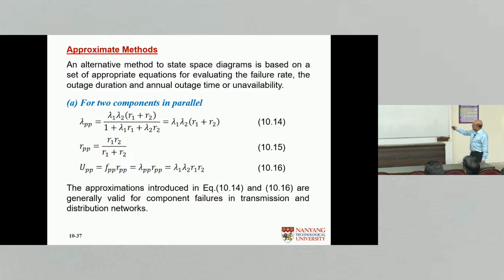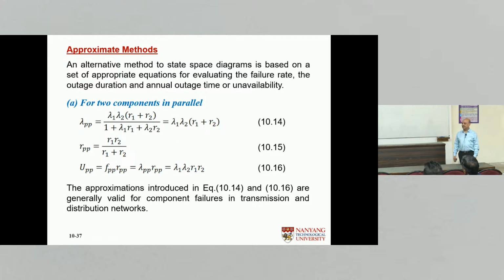So we already know that if 2 components are in parallel, then the lambda, r and u are given by these equations. We have learned this maybe 2 days ago or something like this. Now what we didn't talk about then was this PP. Can anybody tell me what this PP stands for? Lambda subscript PP.